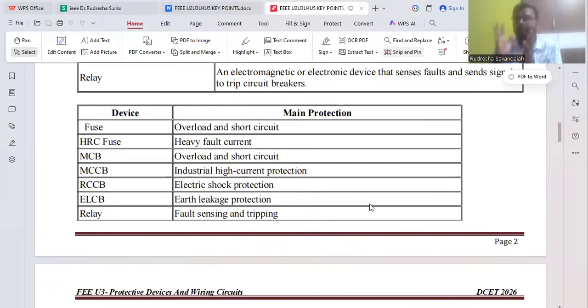What is the main protection? Fuse: overload and short circuit. HRC fuse: heavy fault current. MCB: overload and short circuit. MCCB: industrial high current protection. RCCB: electric shock protection. ELCB: earth leakage protection. Relay: fault sensing and tripping.